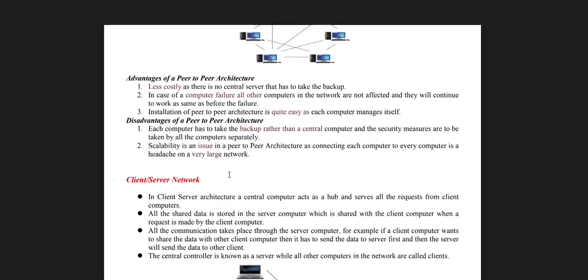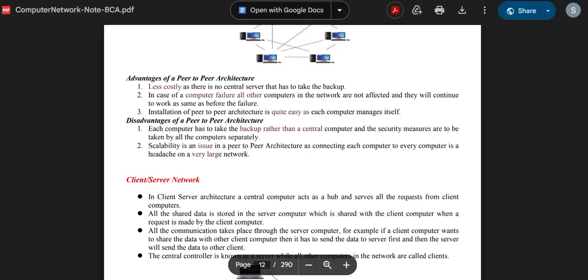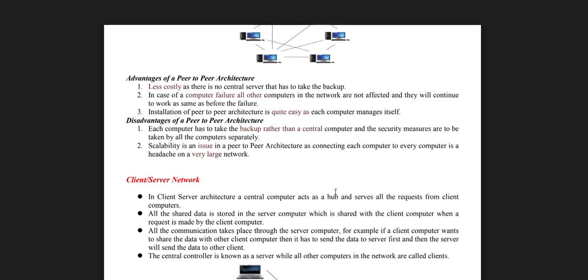Client-server network: in the client-server architecture, a computer acts as a hub and serves all the requests from the clients, and the shared data is stored in the server, which is shared with the client computers. All the communication takes place through the server computer. For example, if a client computer wants to share data with another client computer, it has to send the data to the server first, then the server will send the data on. The central computer is known as the server, and all the computers in the network are called clients.